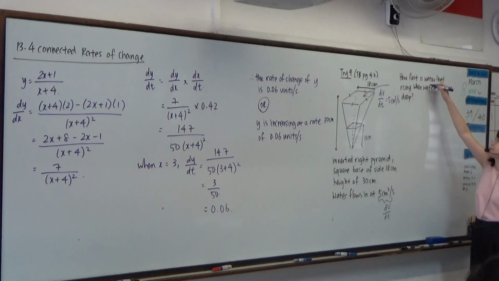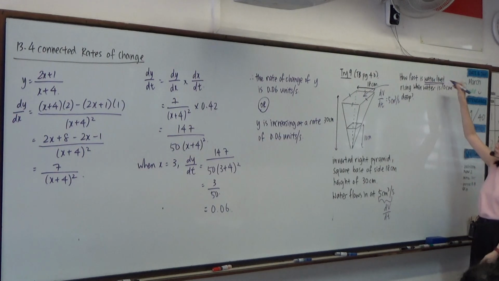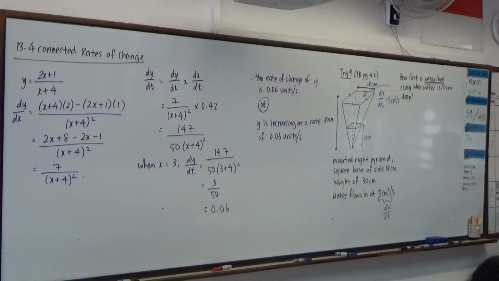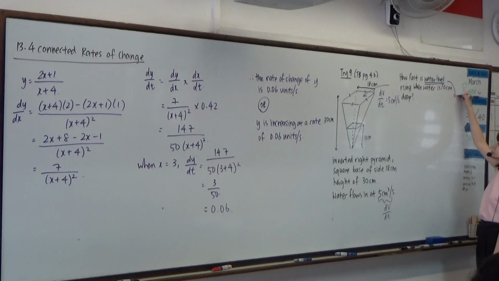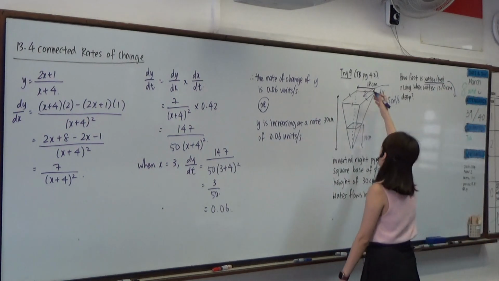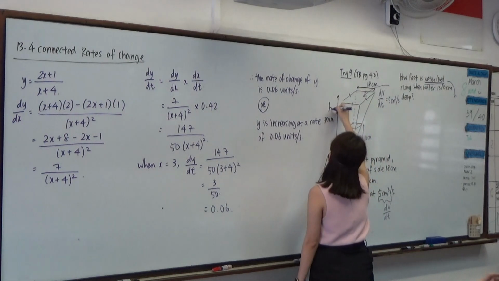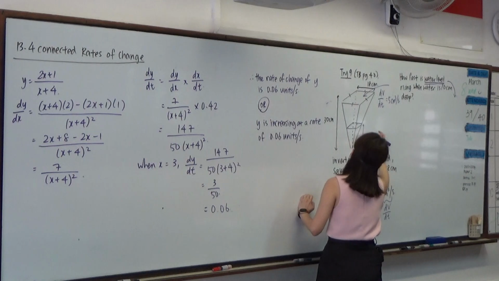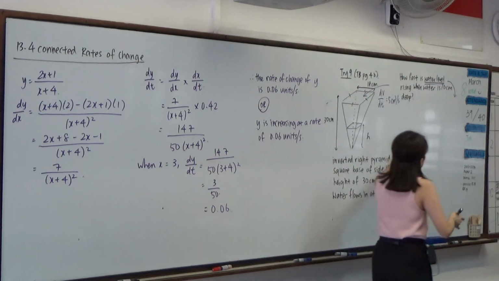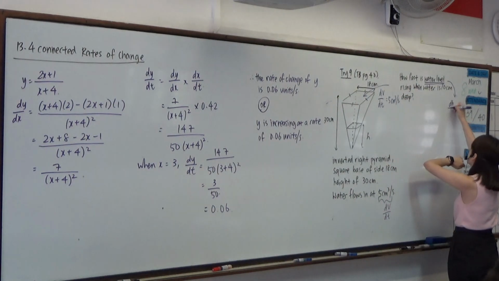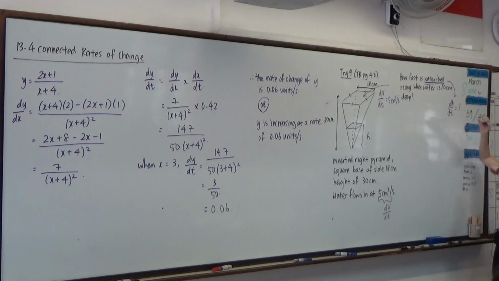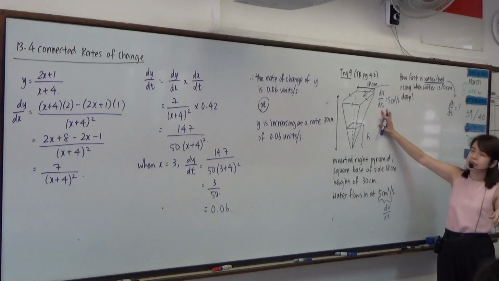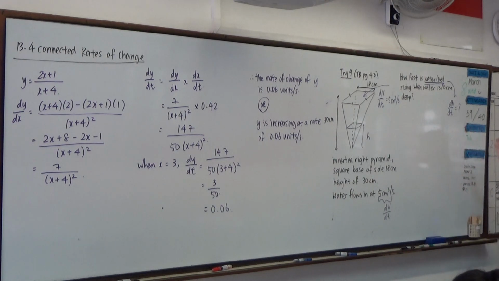Water level, that is the speed of the water level rising, is what we want to find. In other words, if I define any height of the water level to be h, maybe let me just label this as h. So we're looking at the speed. In other words, we're looking at dh over dt. So that's what we want to find. So we have dV over dt and we want to find dh over dt.